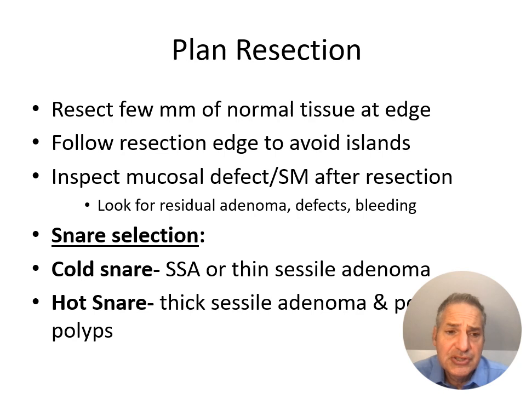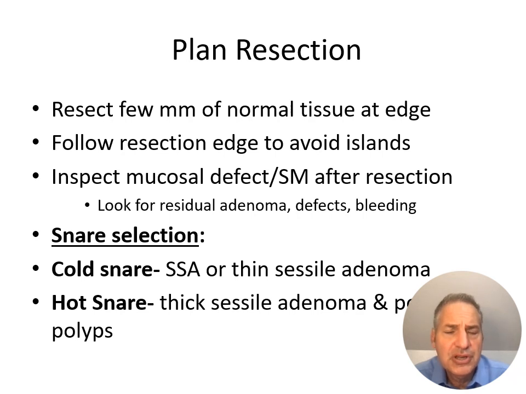In selecting a snare, sessile serrated polyps are ideal for resection with a cold snare as they're very thin and have low vascularity. Thin sessile adenomas also are well suited to cold snaring. As you encounter thicker sessile adenomas and polypoid polyps, a hot snare is required.